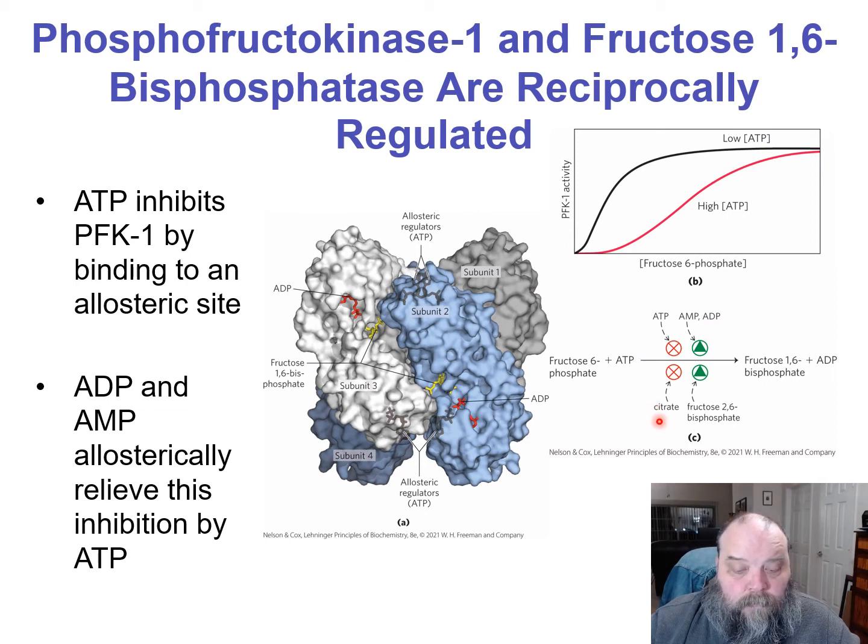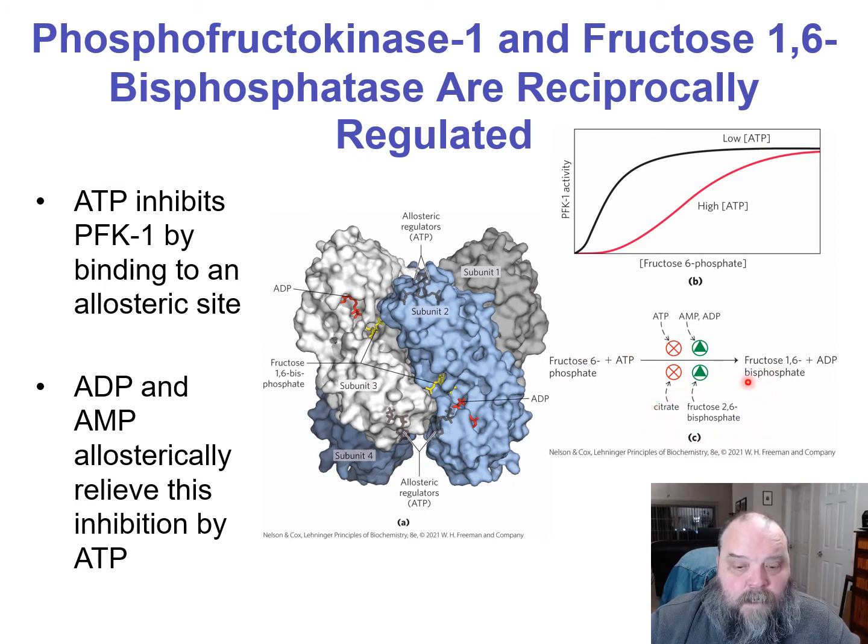Turns out we also have some others. If you have high levels of citrate, it means that you've made a lot of pyruvate that's going into the citric acid cycle and ultimately will help generate a lot of ATP. Why keep making more pyruvate to feed into the citric acid cycle when you have enough? So citrate is also going to stop this step.